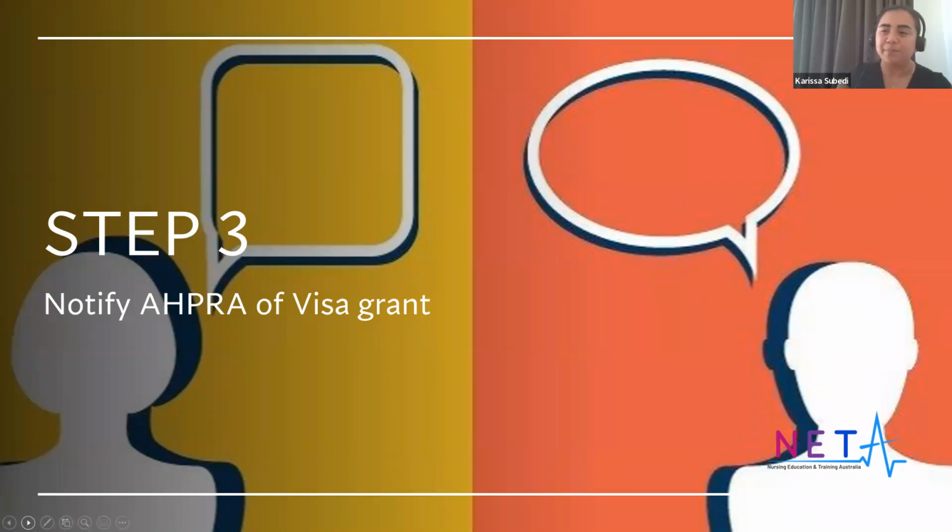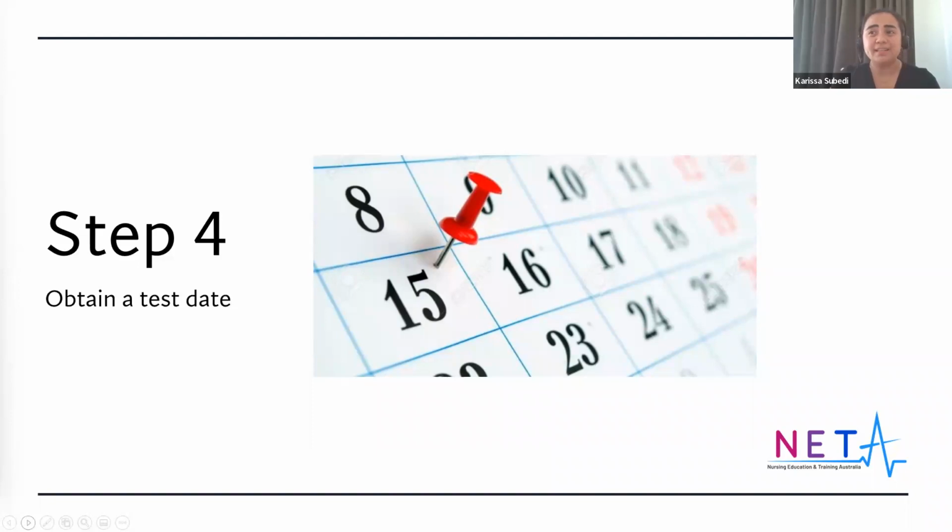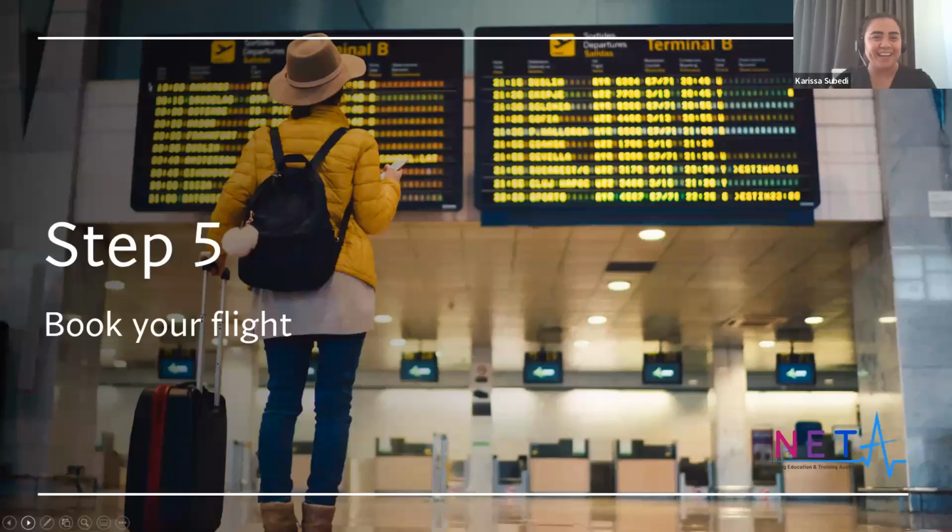and apply now. Step 4 is once you tell APRA that you've got your visa, APRA will then give you a test date. How exciting. Then you will have a goal. When are you going to fly? And if you've got a test date you've confirmed, then you need to book your flight.